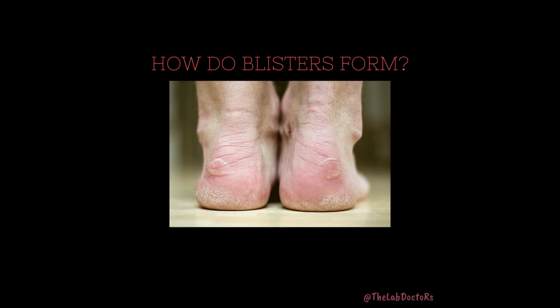So I'm just going to list three types of blisters. The first one is friction blisters, which is the one we most commonly hear of, and the one I'm going to talk about, which is the shoe blisters. This is caused by friction, which is when something is rubbed against your skin repeatedly. In this case, the shear stress between the layers of the skin will create microscopic tears.